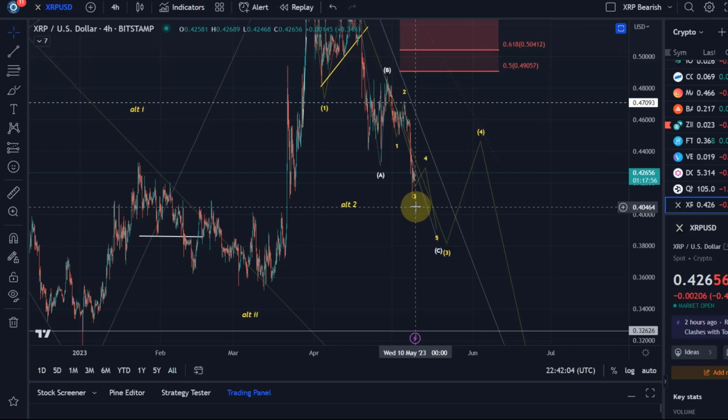These pivots are always very, very important. I think I've been talking about this 40-cent level in the videos for a week now, and now we're approaching it, and this will be the meaningful level.